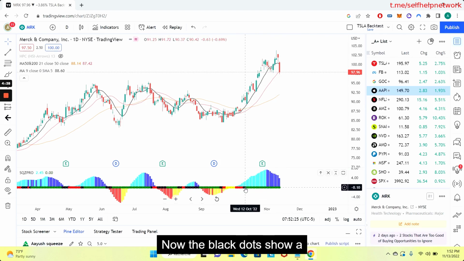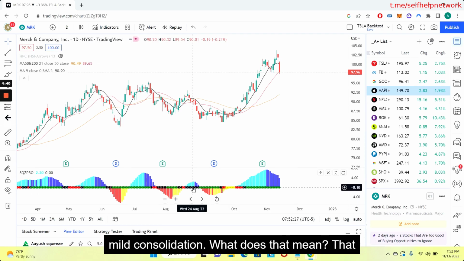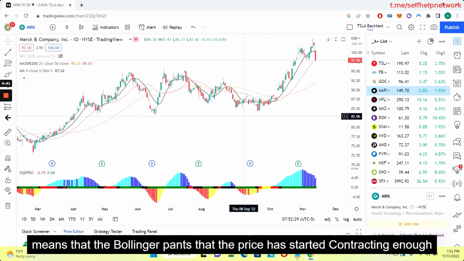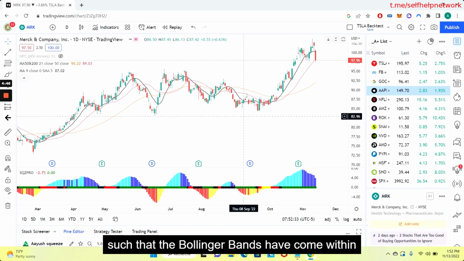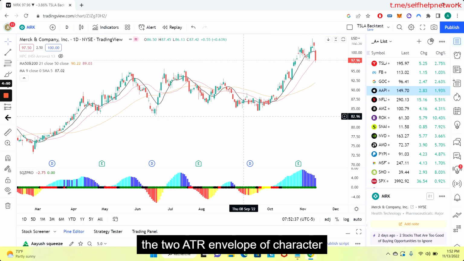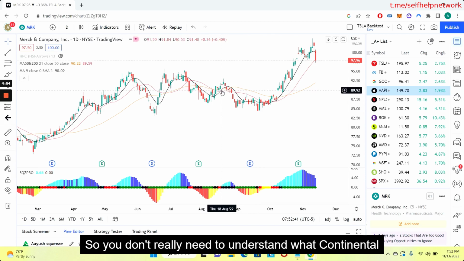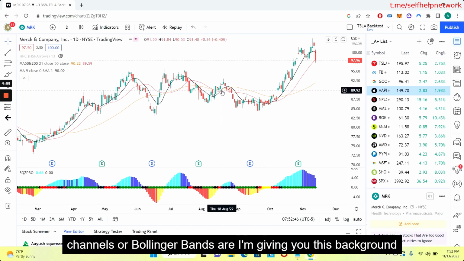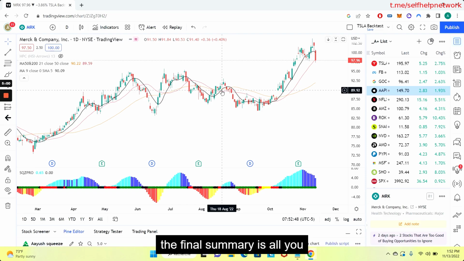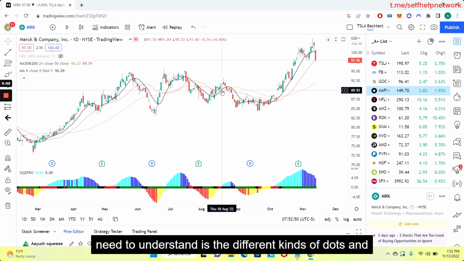Now the black dots show a mild consolidation. What does that mean? That means that the price has started contracting enough such that the Bollinger Bands have come within the 2 ATR envelope of Keltner channels. So you don't really need to understand what Keltner channels or Bollinger Bands are. I'm giving you this background. The final summary is all you need to understand is the different kinds of dots and what they mean in terms of contraction.